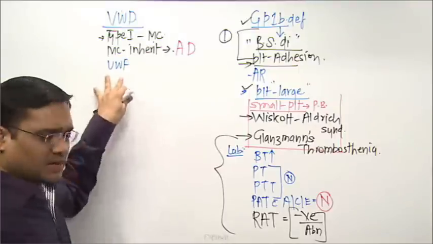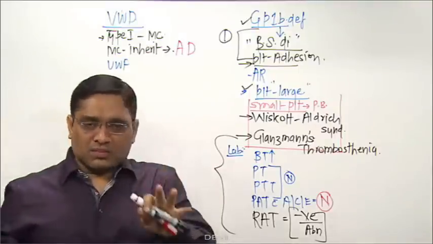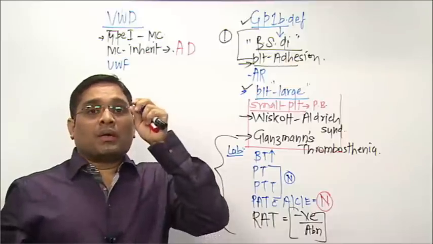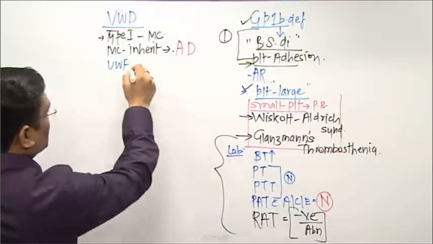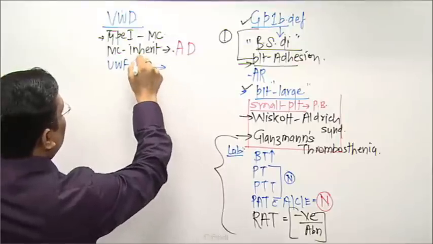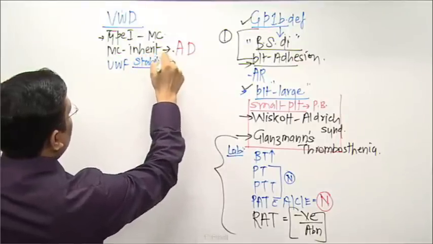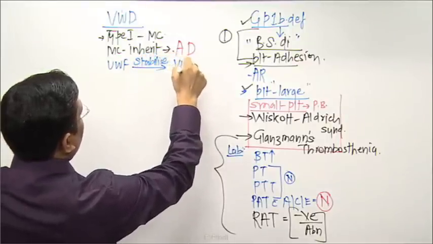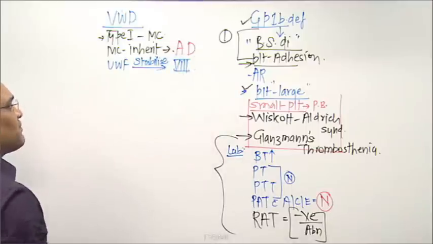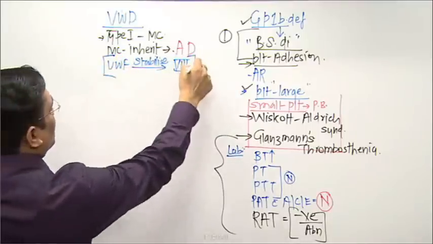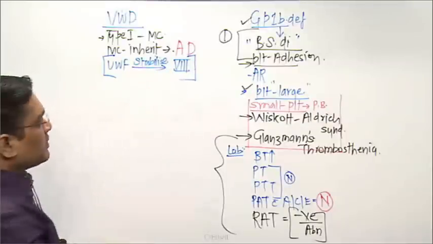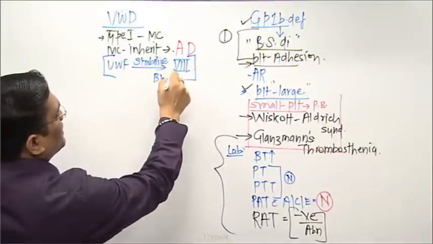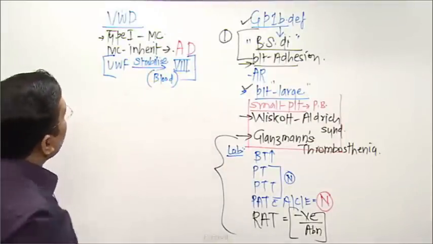Von Willebrand factor, their most important function is to provide stability to factor 8. So what is von Willebrand factor? They stabilize factor 8. So this is the function of von Willebrand factor. They stabilize factor 8 in our blood.